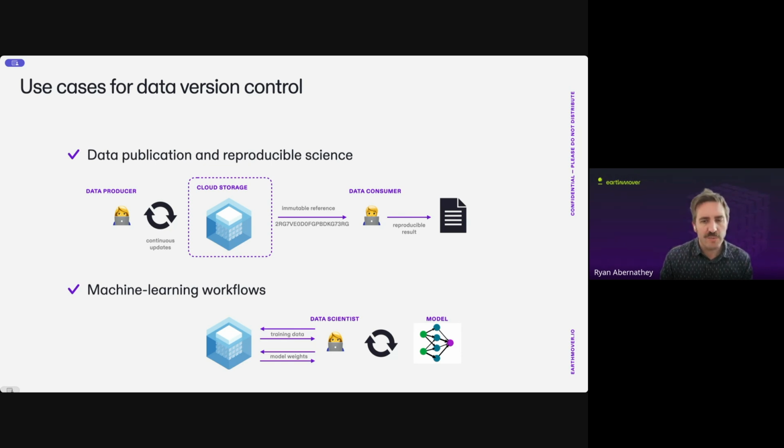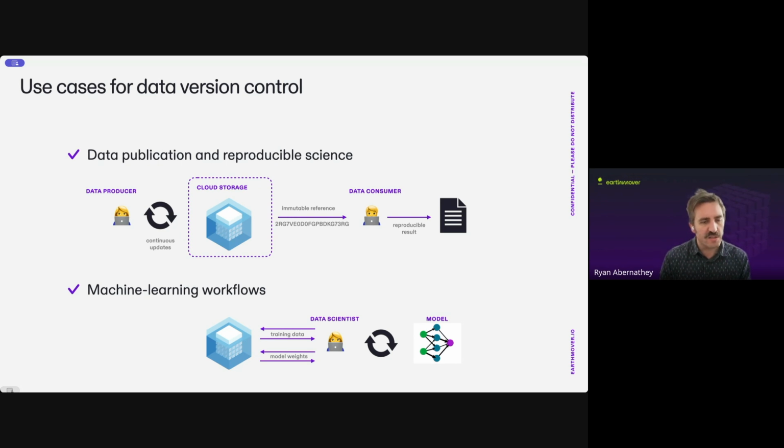And so Icechunk enables this by creating these immutable references, snapshots, tags, pointing to a specific state of the data set, which you could then point to, potentially even cite, and use as part of a reproducible scientific analysis pipeline.